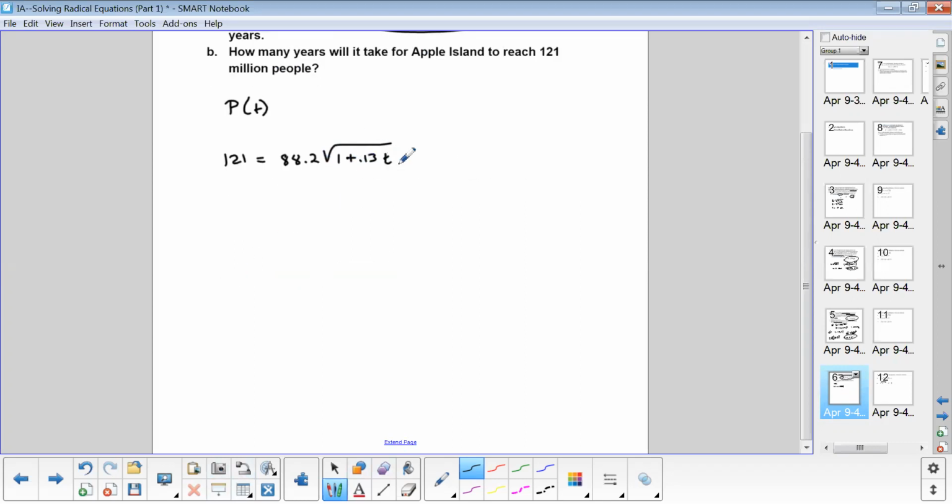Now this is the radical form, and we know what the rational form would look like. It would be 88 2/10 times 1 plus 13 hundredths t to the 1/2 power. Well, in order to start to isolate t, I've got to start peeling numbers away from it. I have to do different operations. So I'm going to divide both sides by 88 2/10, which is what I would do over here in the rational form.